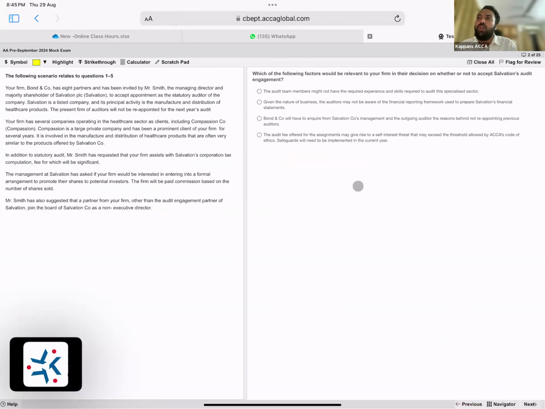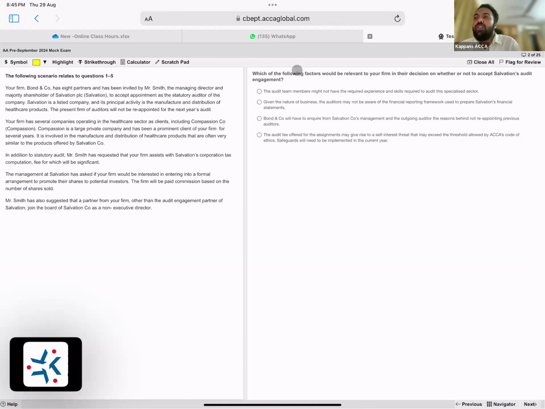Next, which of the following factors would be relevant to your firm in their decision on whether or not to accept Salvation's audit engagement? The audit team members might not have required experience and skills to audit this specialized sector. Given the nature of business, the auditors may not be aware of the financial reporting framework used to prepare Salvation's financial statement. Bond and Company, that is the auditor, will have to inquire from Salvation's management and outgoing auditor the reasons behind not reappointing previous auditors. D, the audit fee offered for assignments may give rise to a self-interest threat that may exceed the threshold allowed by ACCA Code of Ethics. Safeguards will need to be implemented in the current year.